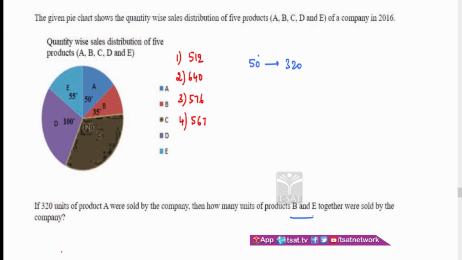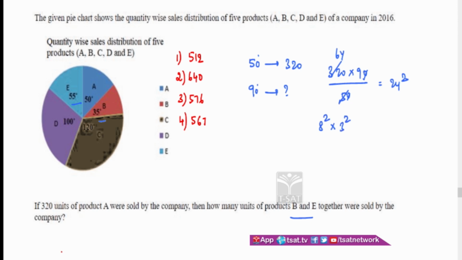What is B and E together? Now B and E together is actually 55 and 35, that is 90. How much is that? Cross multiply it: 320 into 90 by 50. The zeros cancel. 5 ones are 5, 5 sixty-fours are 320. So it is actually 8 square into 3 square, which is 24 square, because 64 can be written as 8 square and 9 is written as 3 square.